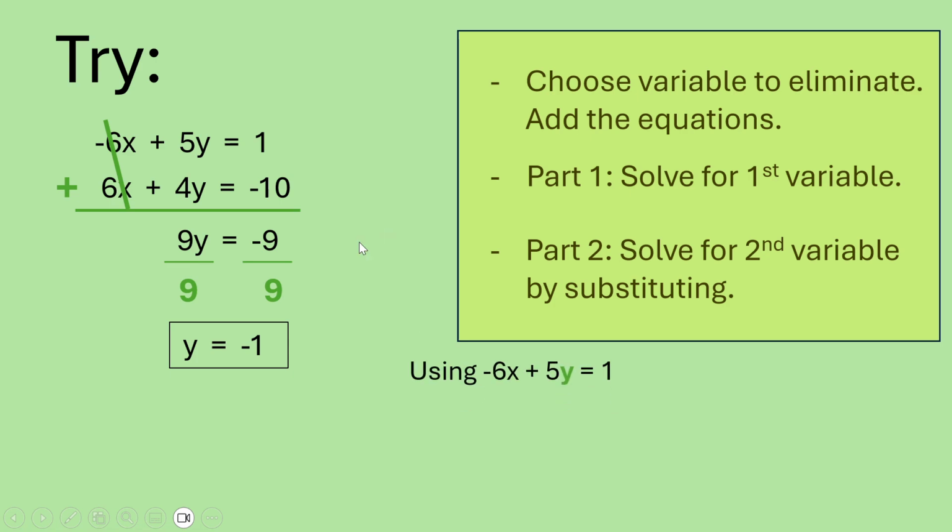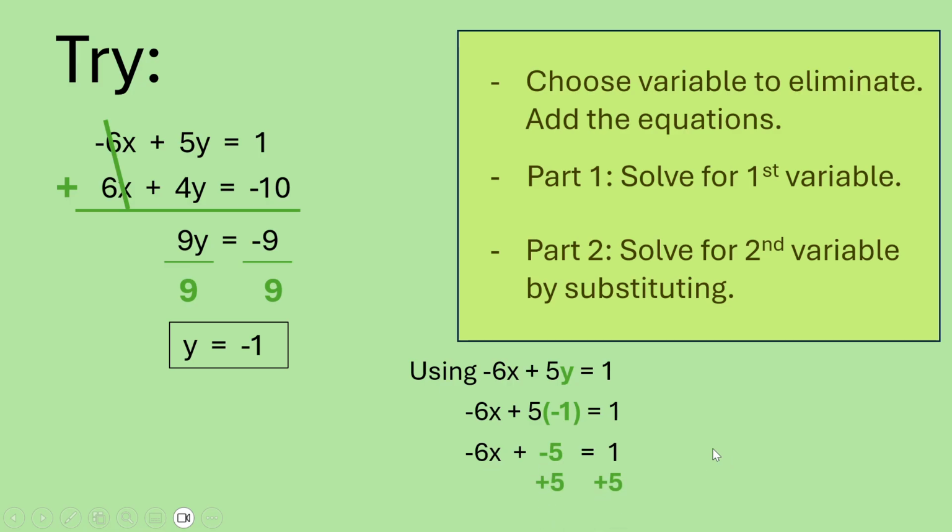All right, so I'm going to use the first equation. Again, you could use the second equation. You will still get the same answer. So I will use the first equation, and I will replace the y with negative 1. So negative 6x plus 5 times negative 1 equals 1. Working this out, 5 times negative 1 is negative 5.